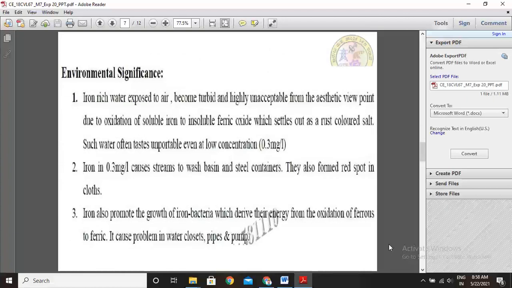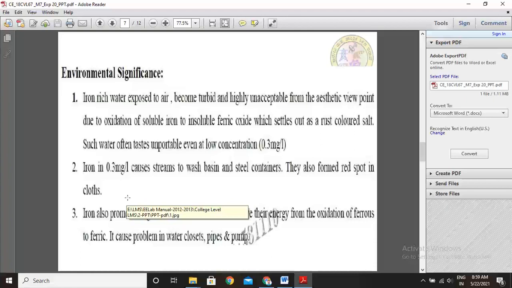And what is the significance? What are the environmental significances? First, iron rich water exposed to air becomes turbid and highly unacceptable from the aesthetic viewpoint due to oxidation of soluble iron to insoluble ferric hydroxide, which settles out as a rust colored salt. Such water often tastes unpotable even at low concentrations of 0.3 milligram per liter.